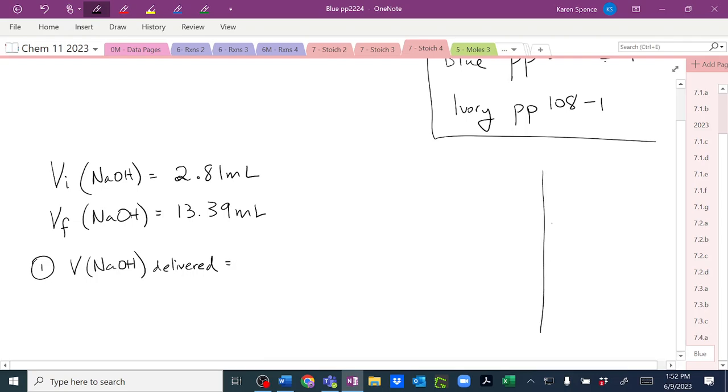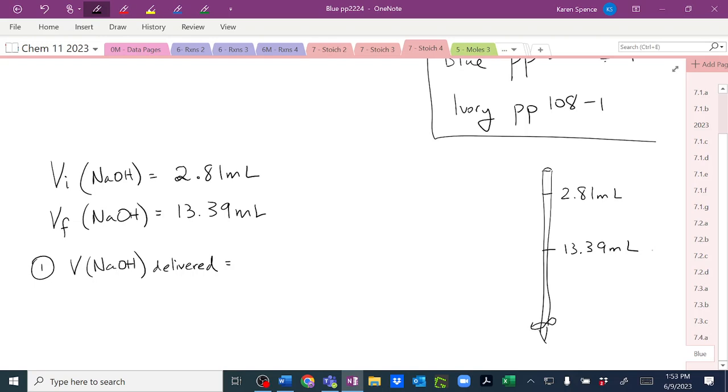Okay, so this would be our burette here. And our initial volume was 2.81 milliliters, and our final volume was 13.39 milliliters. How do we find how much was dripped out? What mathematical operation do we need to do?